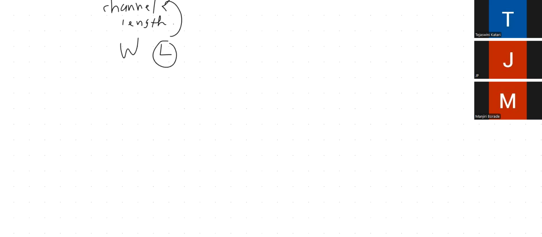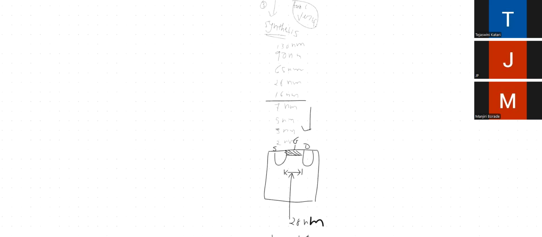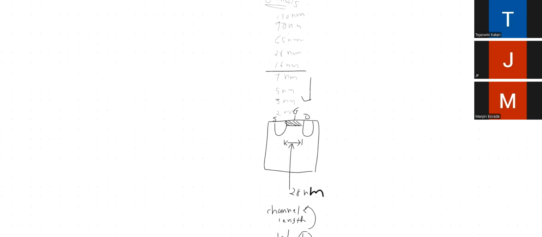Moore's law was followed properly till 7 nanometer. But then if you see, the numbers are very near: 7, 5, 3, 2. After that it is not exactly following it. Okay, fine.